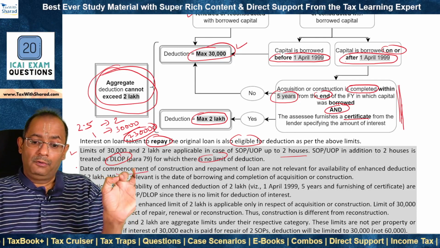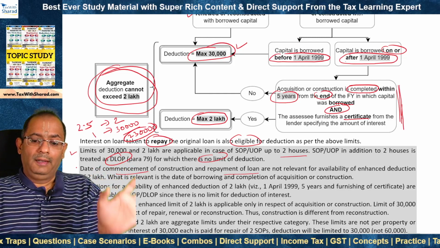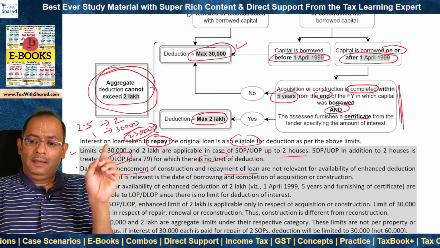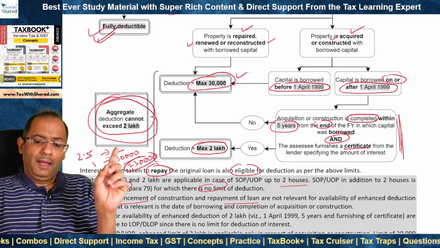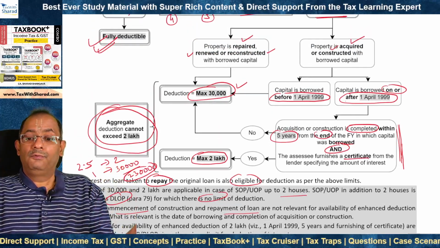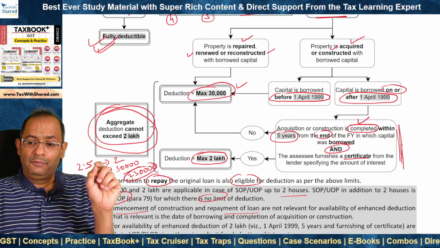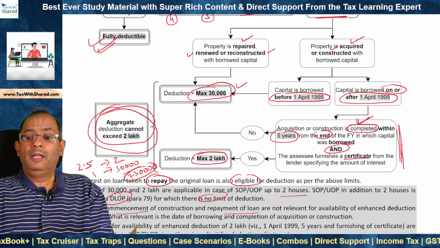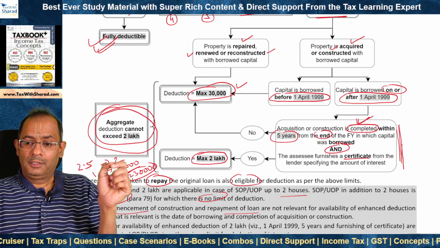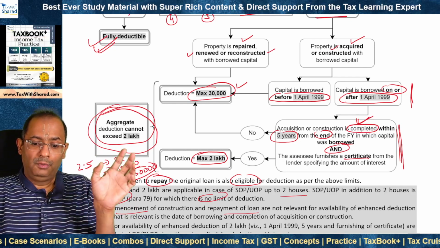Date of commencement of construction and repayment of loan is not relevant, right? If it is a case of SOP or UOP and it is a case of construction, then the date of commencement of construction is not relevant, because what is relevant is date of completion of construction. Similarly, date of repayment of loan is not important. What is important is the date when the loan was taken or when the capital was borrowed.